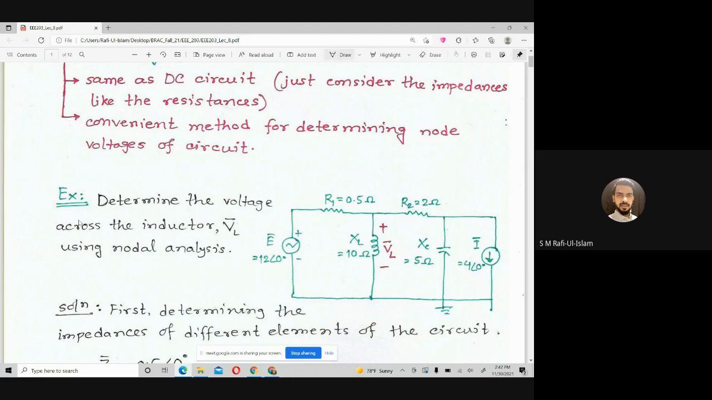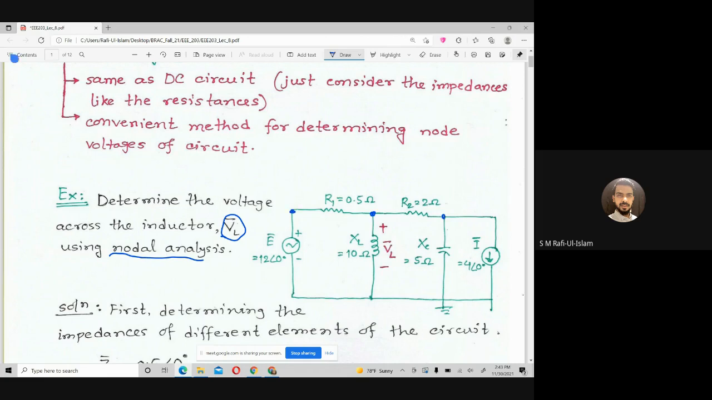Let's say for this circuit they asked us to calculate the voltage across an inductor. So we have an inductor, and our target is to calculate the voltage across it, but using node analysis. If they ask you to solve something with nodal analysis, your target is to find out how many nodes there are. Definitely this is a node, this is a node, and this node is the same, so I don't need to write it again.